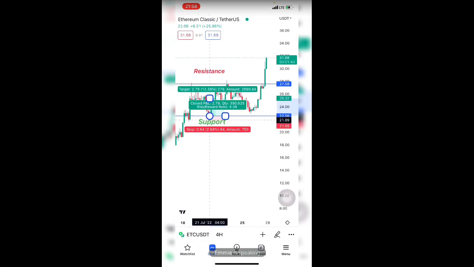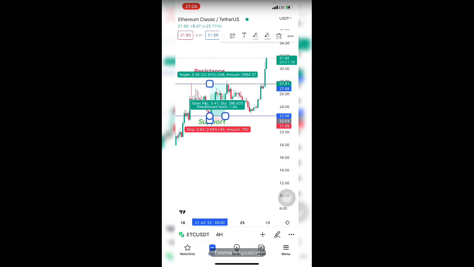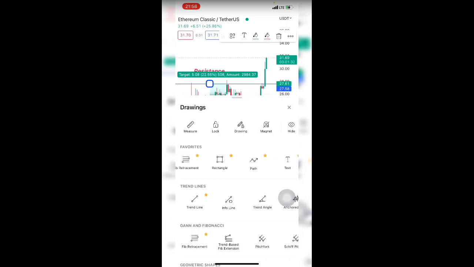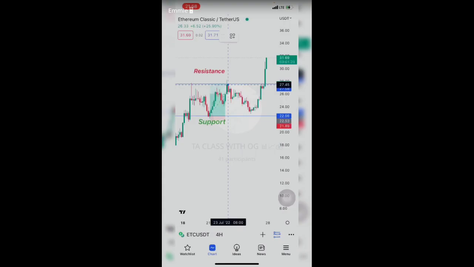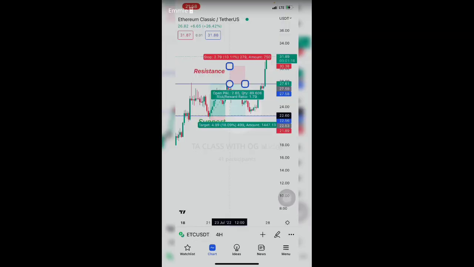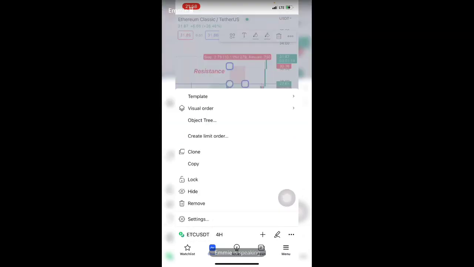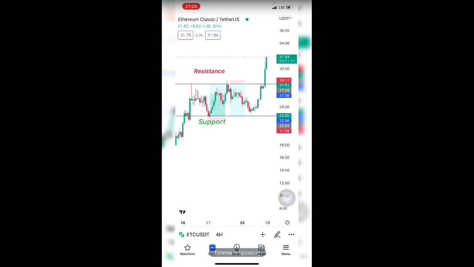Then you long it and put your take profit at the what? At the resistance. And once you get to the resistance, you still short it. Short position. Once the market enters the resistance line again, you still short it to support. So you'll be making your money like that. Once you get to support, you long it. Once you get to resistance, you short it. Are you getting it like that?